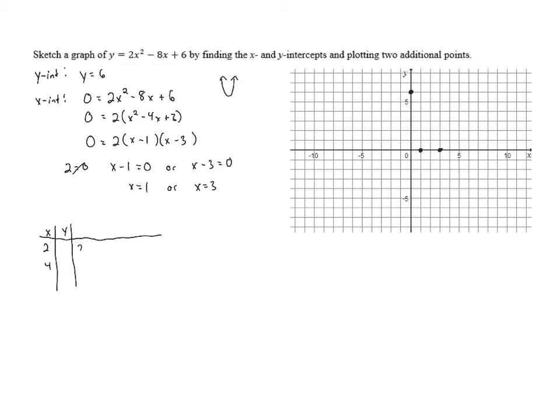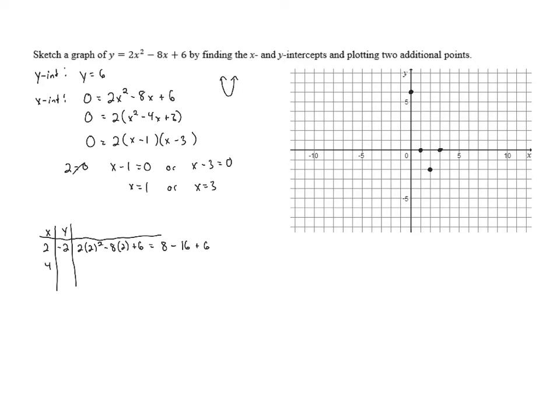If x is 2, then this is going to be 2 times 2 squared minus 8 times 2 plus 6. 2 squared is 4, and then 2 times 4 is 8. So we've got 8 minus 8 times 2 is 16, and then plus 6. 8 minus 16 is -8, and when we add 6 to that, we end up with -2. So that gives us the point 2, comma -2, and I'm going to plot that right now.